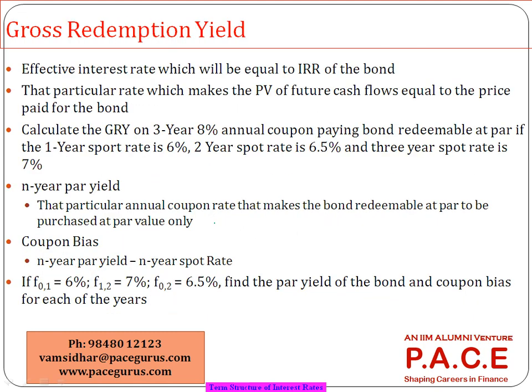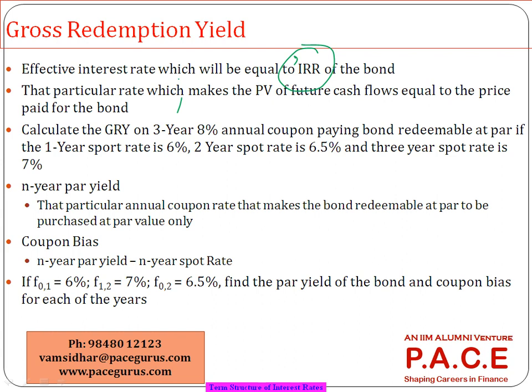The next important aspect which we'll try to cover in this session is, okay, now that I know the various spot rates, how do I compute what is called the gross redemption yield, which is nothing but the annualized yield, the annualized return on that particular bond, which is also equal to the internal rate of return on the bond. The simple logic, let me take an example like this.